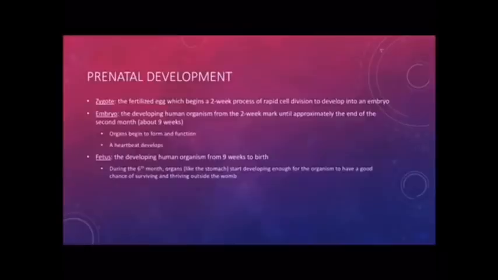And then the key point to be aware of within the fetus stage is that in the sixth month, the organs start to develop much more, and we reach something called the point of viability. The point of viability is the point at which you could conceivably remove a fetus from its mother's womb and it would be able to survive on its own.